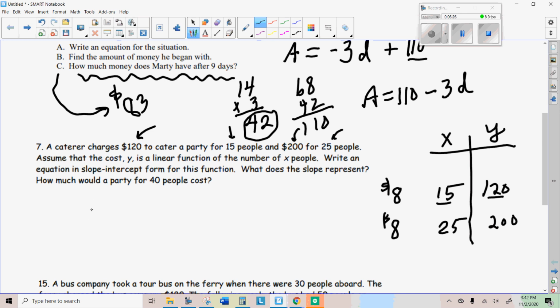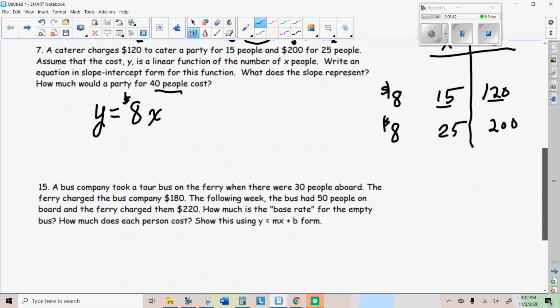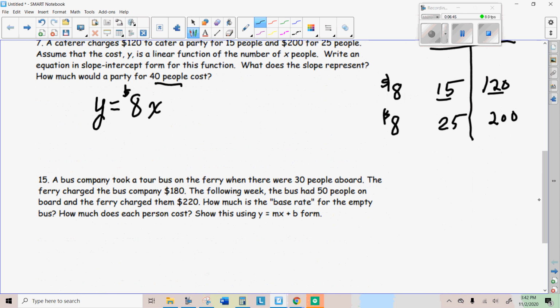There's nothing to add on to your equation. The cost is simply $8 times the number of people, which is x. So I'll let you finish it up and find the cost of 40 people, and then we'll do one more problem. And you should have got 320 for that.